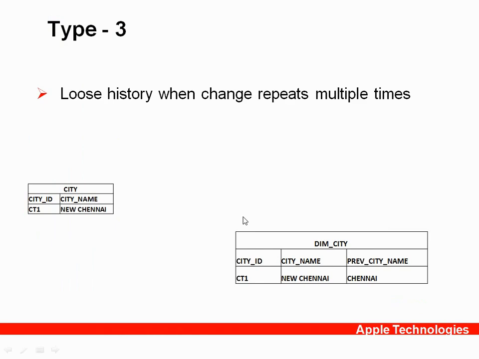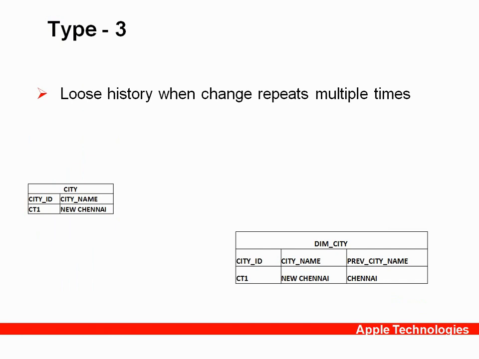So this is how your type 1, type 2, type 3 comparison works. Type 1 has no history, type 2 has full history, and history is maintained in rows. Type 3 has partial history, and history is maintained in columns. That is the difference. I will have a differentiation sheet also. I will share it soon, maybe once we have all these classes, so that you can have clarity.